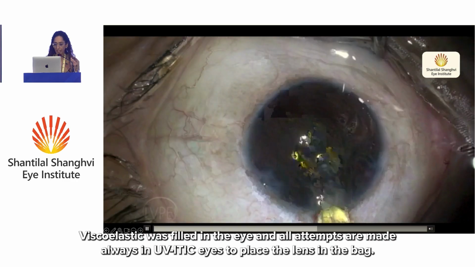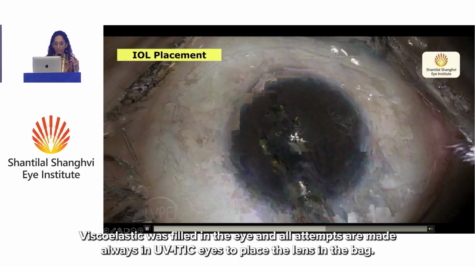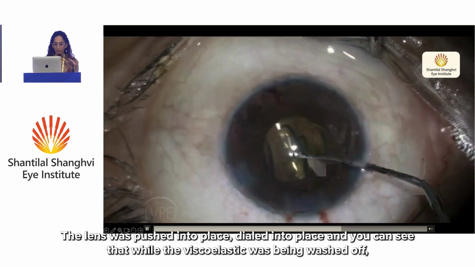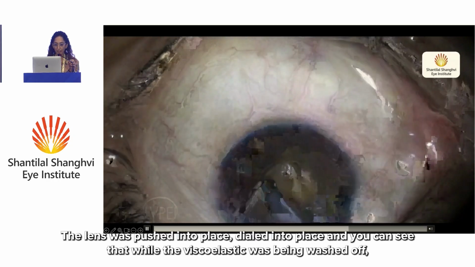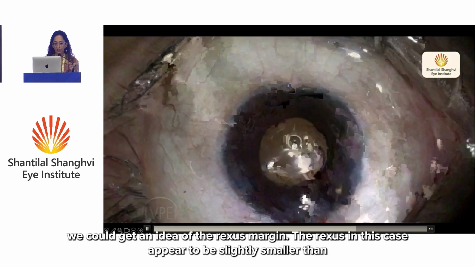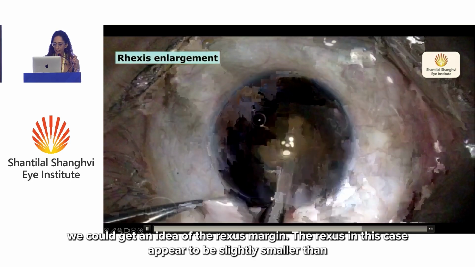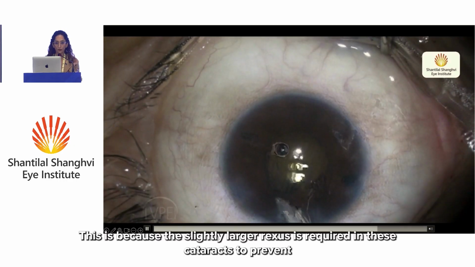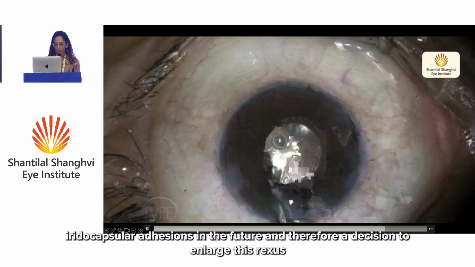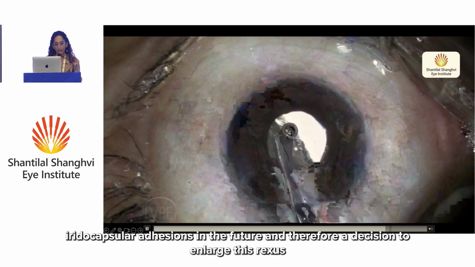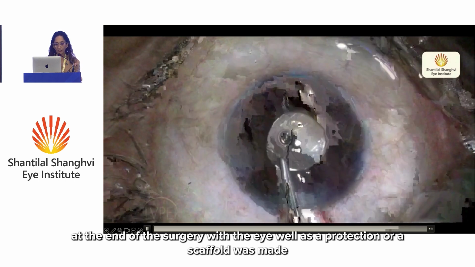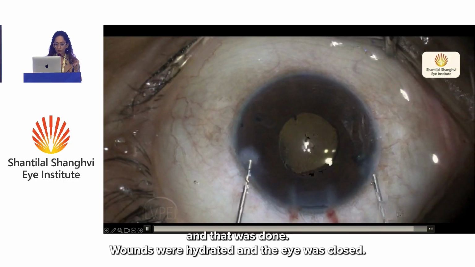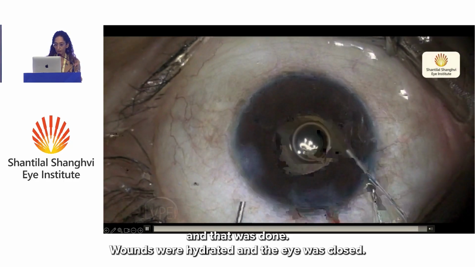Viscoelastic was filled in the eye, and all attempts are always made in uveitic eyes to place the lens in the bag. The lens was pushed into place, dialed into place, and you can see that while the viscoelastic was being washed off, we could get an idea of the rhexis margin. The rhexis in this case appeared to be slightly smaller than what we would like for uveitic cataracts. This is because a slightly larger rhexis is required in these cataracts to prevent iridocapsular adhesions in the future, and therefore a decision to enlarge this rhexis at the end of the surgery with the IOL as a protection or a scaffold was made, and that was done. Wounds were hydrated and the eye was closed.